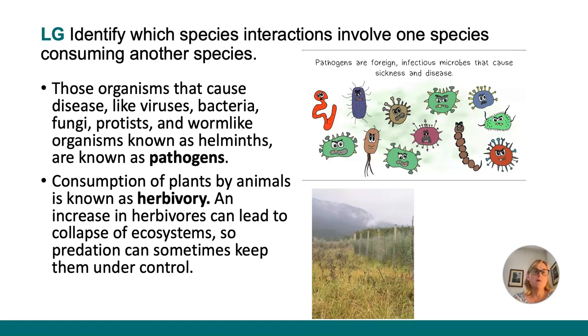Basically, when animals eat plants, it's called herbivory. And sometimes it can get out of hand. You can see this fence, and on one side of the fence you may have had deer that can completely eat a lot of the plant matter, and on the other side of the fence that they can't get to, you can see there's more plant matter and trees.